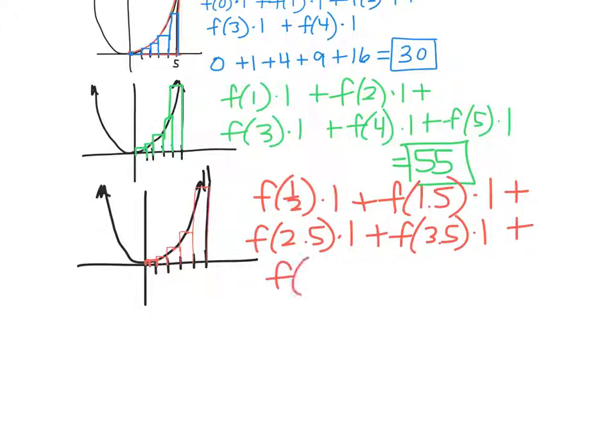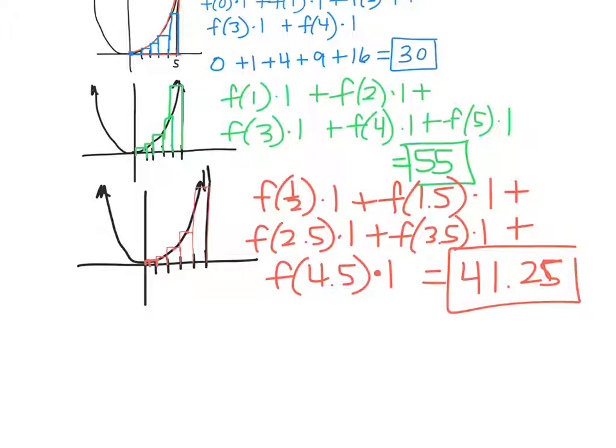And I know I keep writing times 1, and you're like, okay, we know it's times 1, but sometimes it's not. Sometimes your intervals are times 2. So I want to make sure that this is an area. It's length times width, or height times width. And then I ended up working all this out. It ends up being 41.25. And you would expect that that's going to be in the middle between 30 and 55.